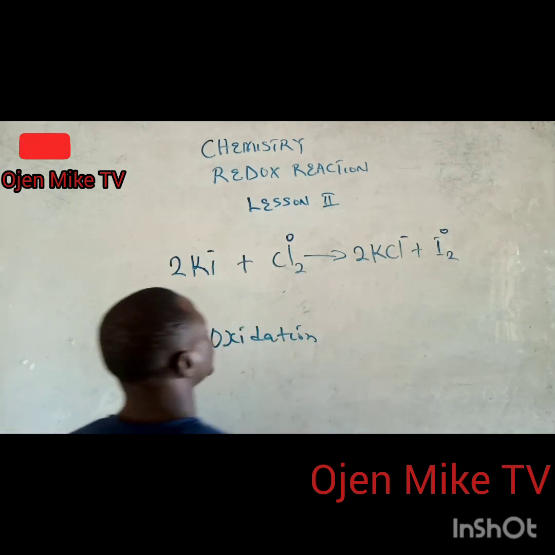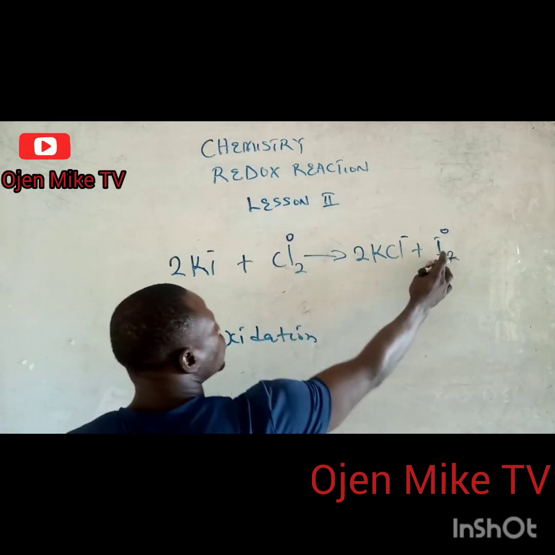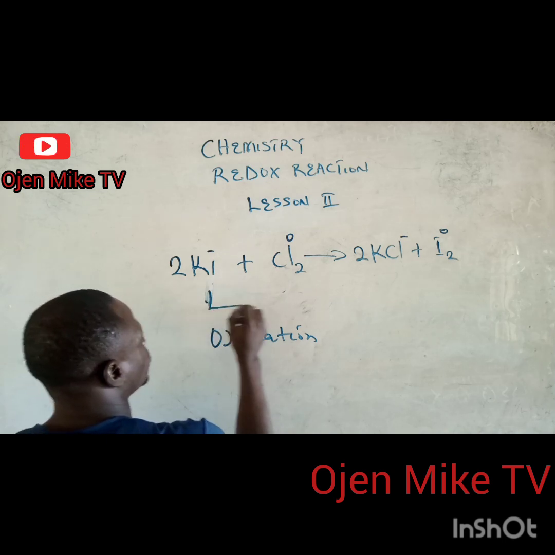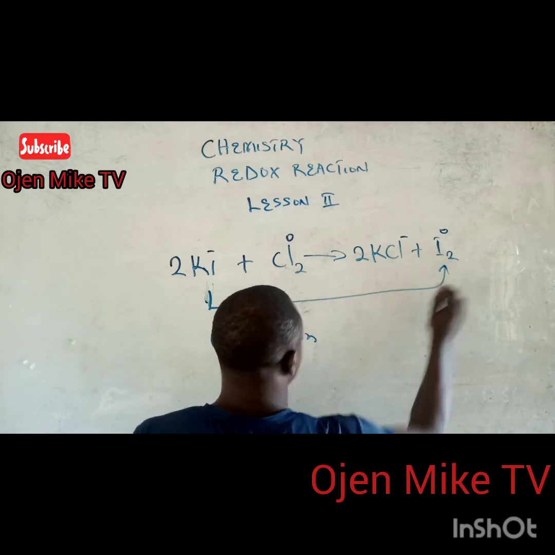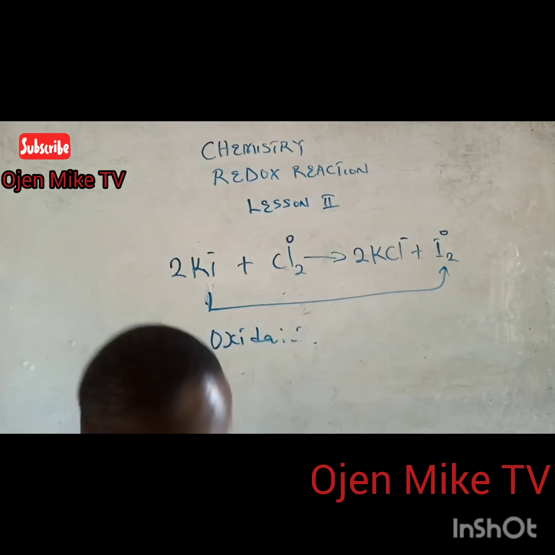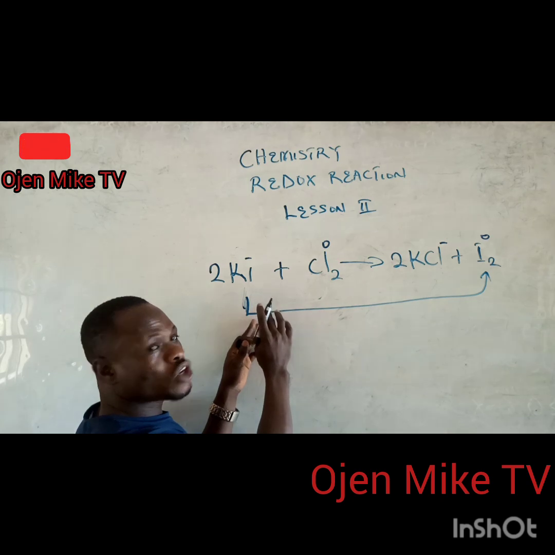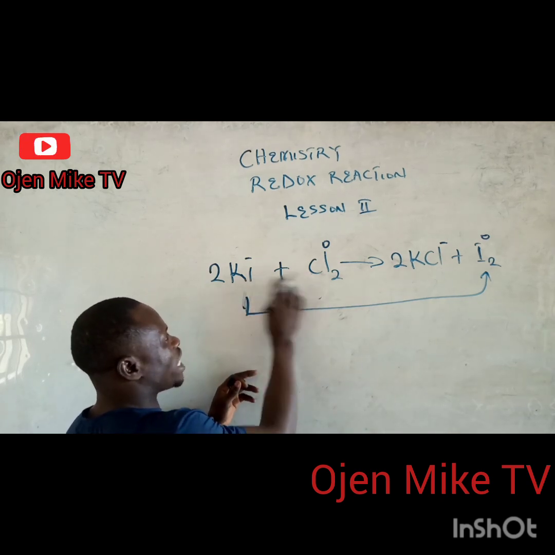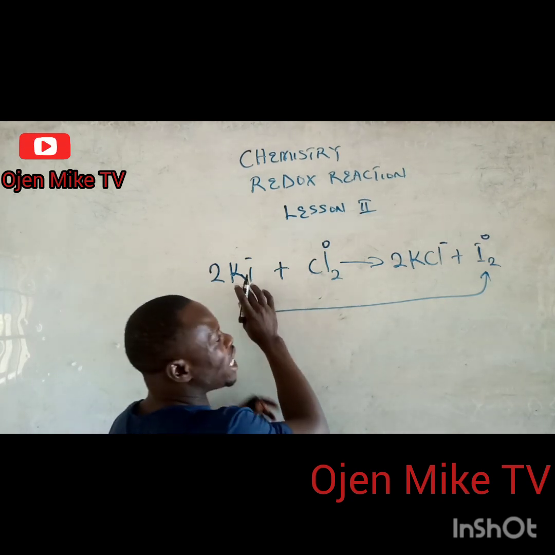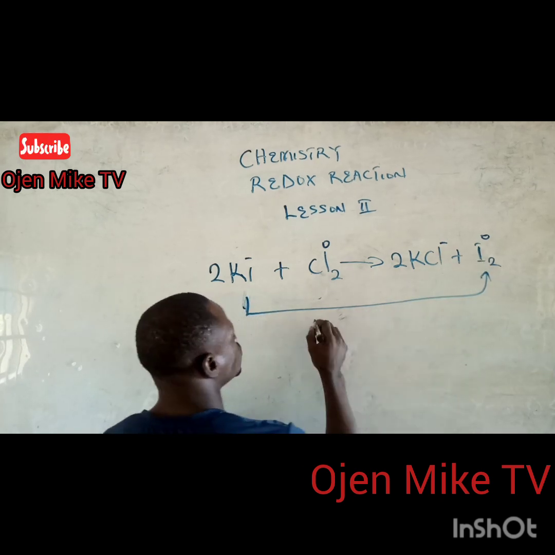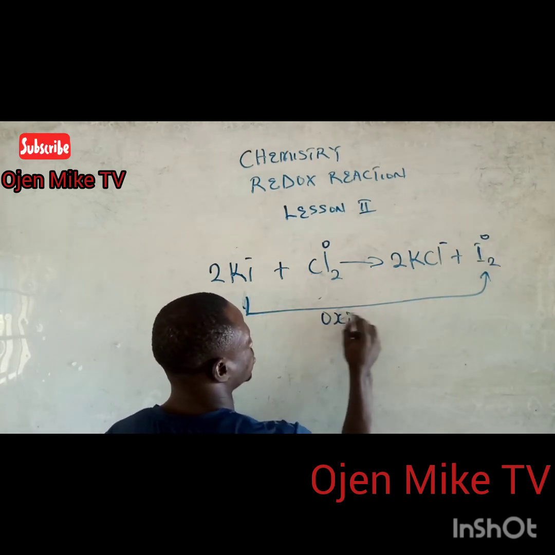So here we will first look at this one: -1 and 0. Which one is bigger? Of course, 0 is bigger. So we draw our arrow pointing to this side. Because the oxidation number of the reactant is smaller than the oxidation number of the product, this one undergoes oxidation.